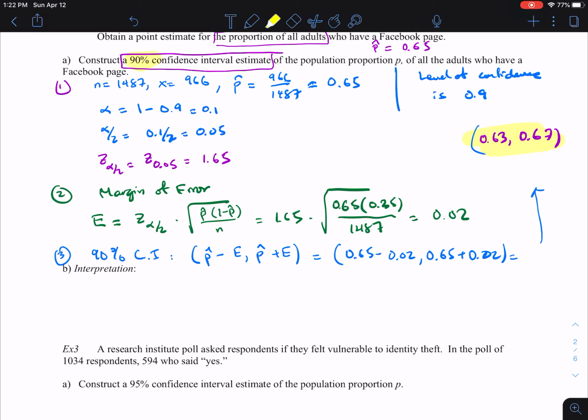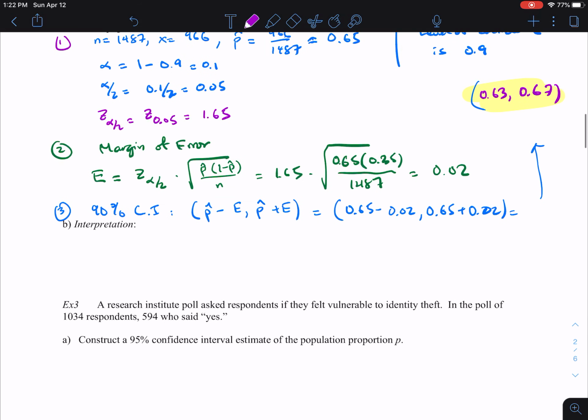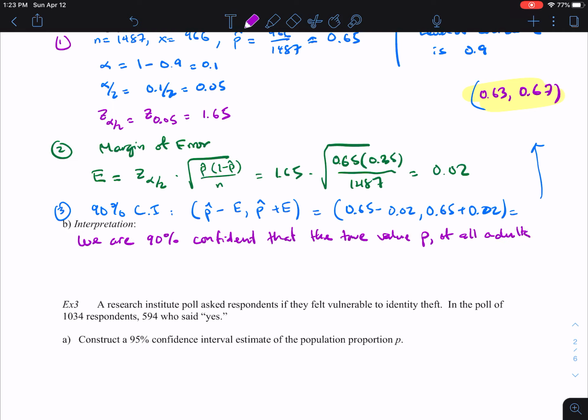Okay, so how do we interpret this interval? The correct way of saying it is that we are 90% confident that the true value p, and p stands for all adults who have a Facebook page.